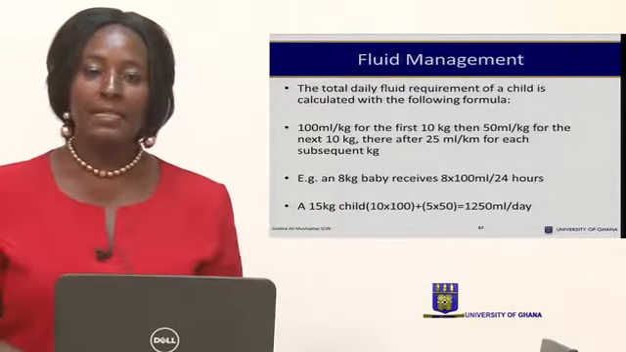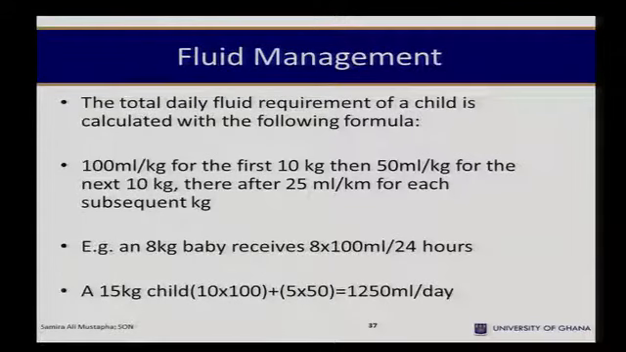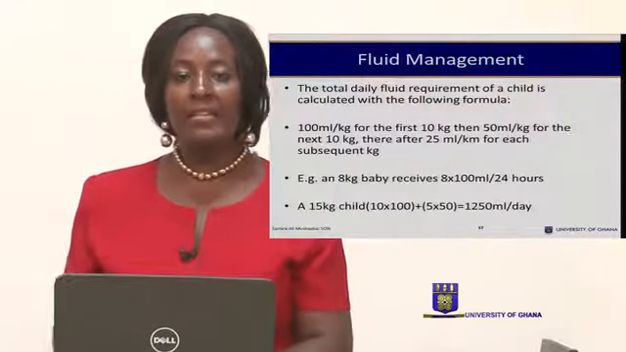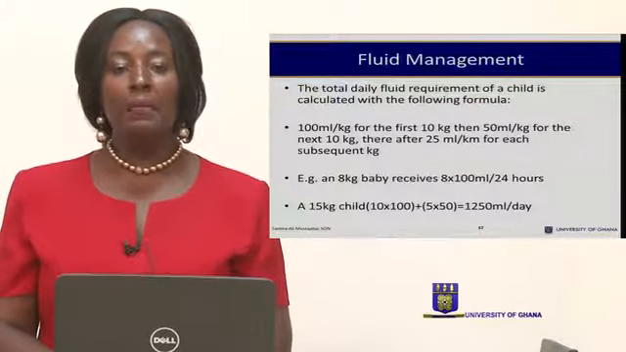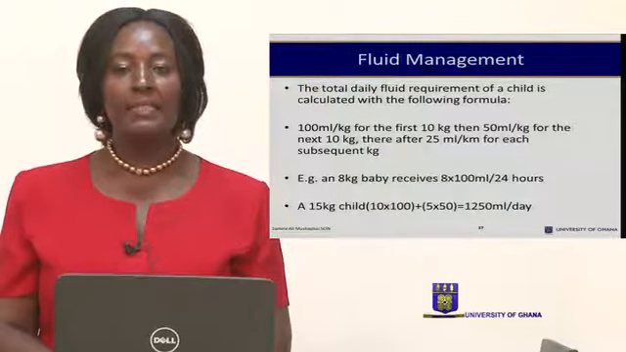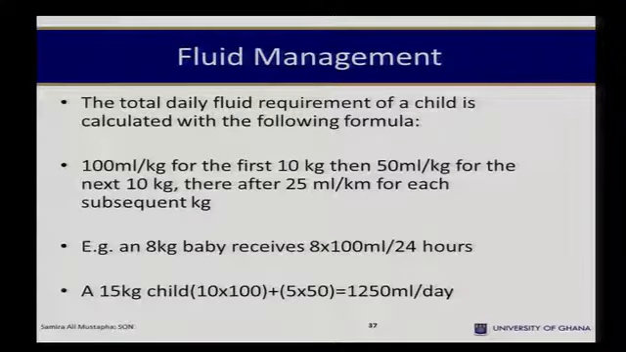So we have looked at fluid management. We have said that in calculating fluid replacement, it is important to note that the first 10 kilograms weight of the child is multiplied by 100, the second 10 kilograms is multiplied by 50, and the remaining by 25. So this is how we calculate.